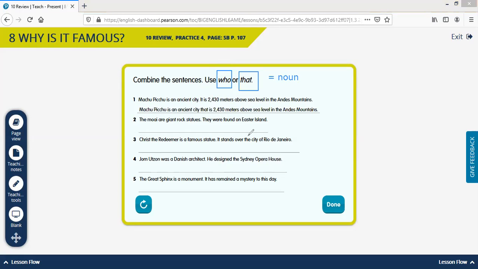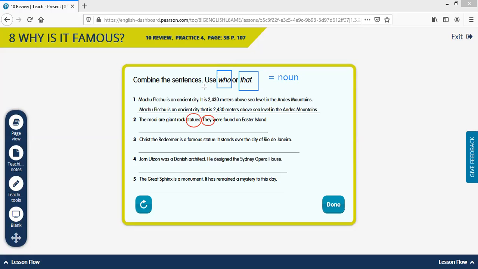In the second sentence, let's see. We're talking about the Moai. Remember the Moai, those strange statues on Easter Island? Okay, so we have the Moai are giant rock statues. They were found on Easter Island. Right there, they and statues are the same object. They are representing the same thing.